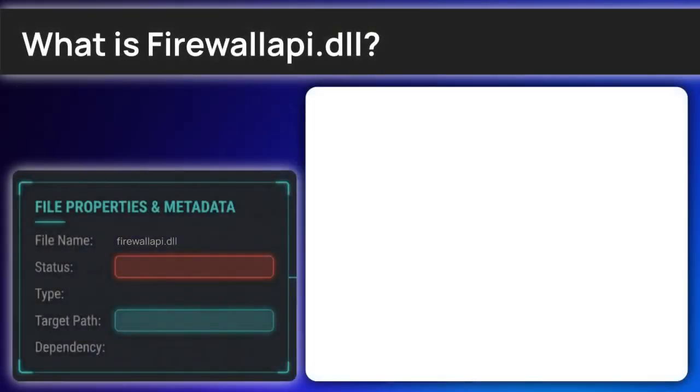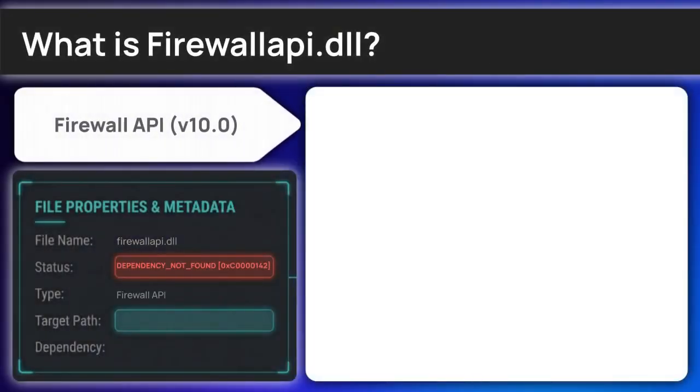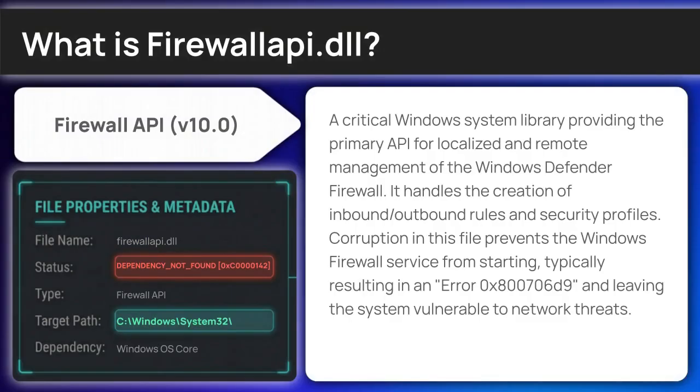This is the Windows Firewall API, a critical Windows system library providing the primary API for localized and remote management of the Windows Defender Firewall. It handles the creation of inbound and outbound rules and security profiles. Corruption in this file prevents the Windows Firewall service from starting, typically resulting in an error 0x8007006D9, and leaving the system vulnerable to network threats.